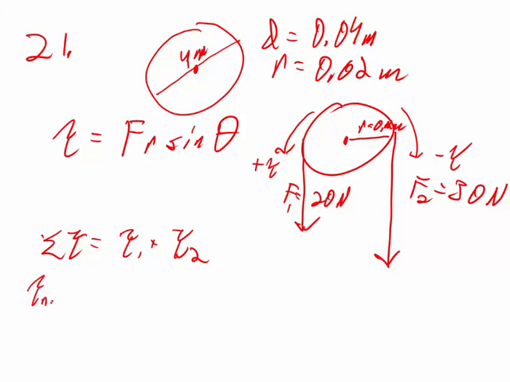So torque net is equal to, well, torque 1 is what? Well, let's see. The force is what? 20 newtons. The radius is what? 0.02 meters. And it's sine of what? Now, you say, well, now, Mr. Shields, what do we use here? Do we use 90 or do we use, all right, well, yeah, you have to think about it.